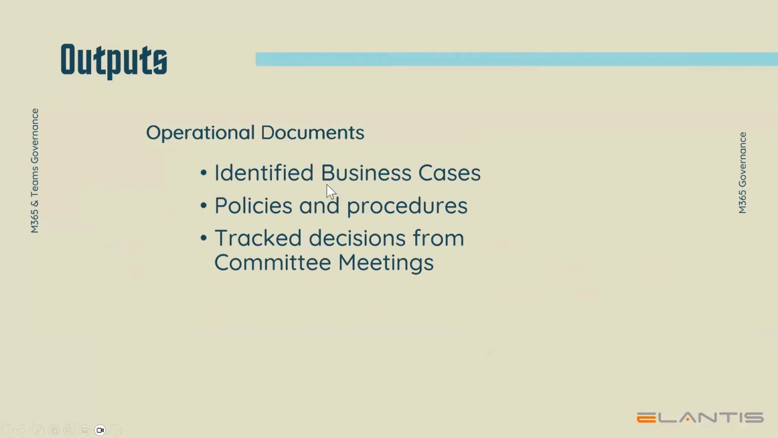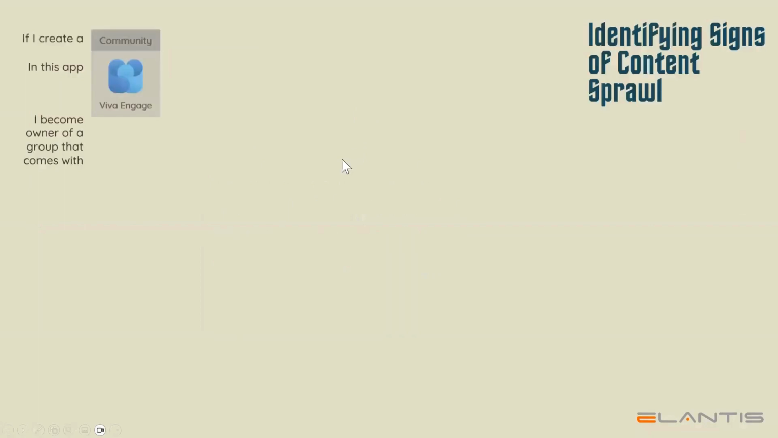And what are the outputs from that? We want to make sure we have operationalized documentation. We've identified clear business cases, policies, and procedures, and we're able to track that from decision to committee. If somebody identifies a particular application or feature that should be activated, how does that get tracked and brought to the committee and have informed decisions ahead of time, making sure that we're in line with that roadmap that's been created.